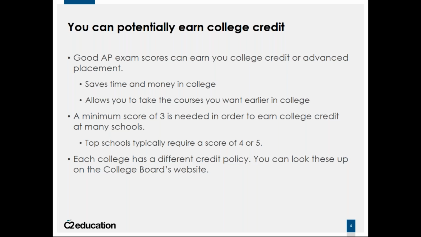Now, in order to get that college credit, usually you need a good score. You need either a 4 or a 5, sometimes a 3. Most top schools want a 4 or 5. The really top schools only want a 5. Now, every school has a different credit policy. They all have different policies. They will accept different tests with different scores for different number of credits for different prereqs.